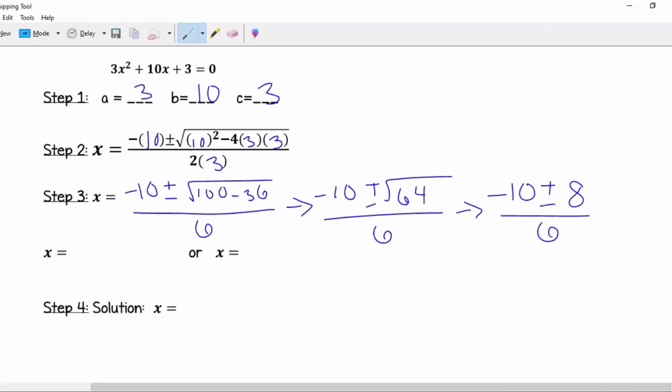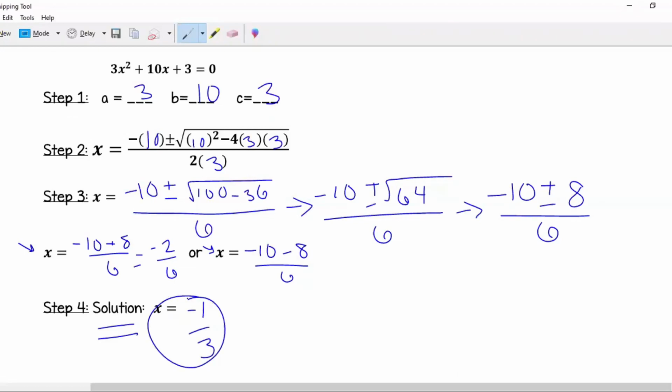So now over here, I'm going to separate my two x's. Here I'm going to put negative 10 plus 8 over 6. And over here, I'm going to put negative 10 minus 8 over 6. This is going to become negative 2 over 6, which reduces, I'm going to put over here as my solution, negative 1 over 3. So that's one solution.